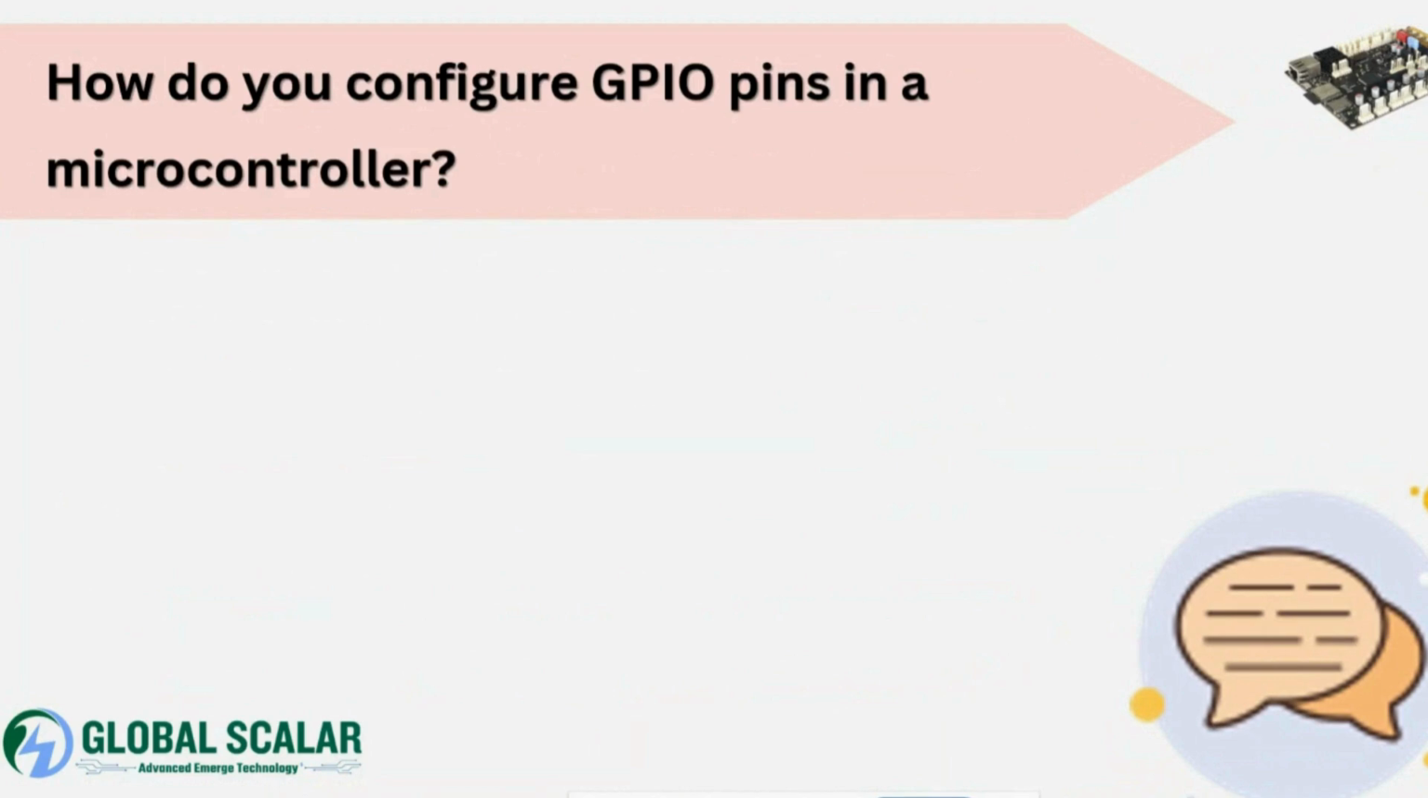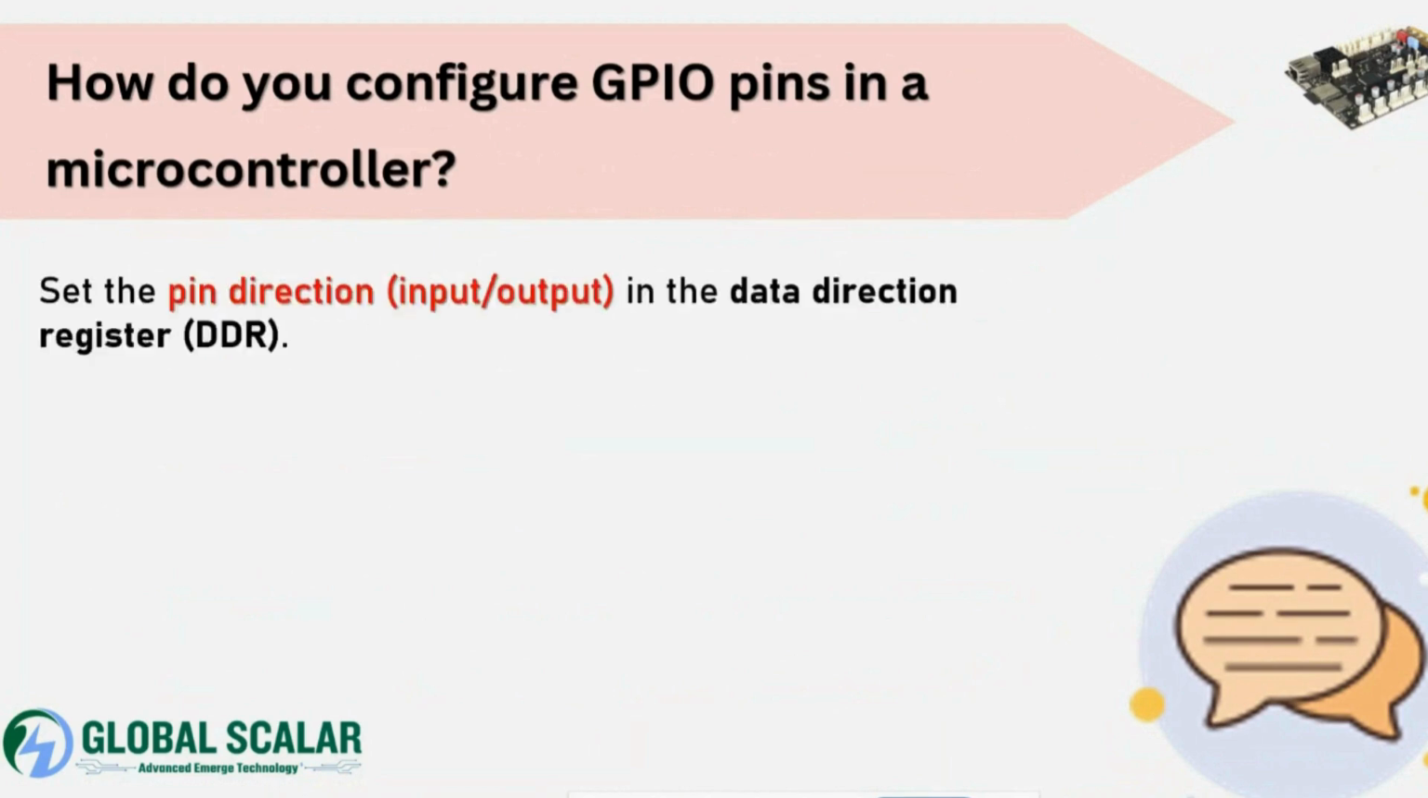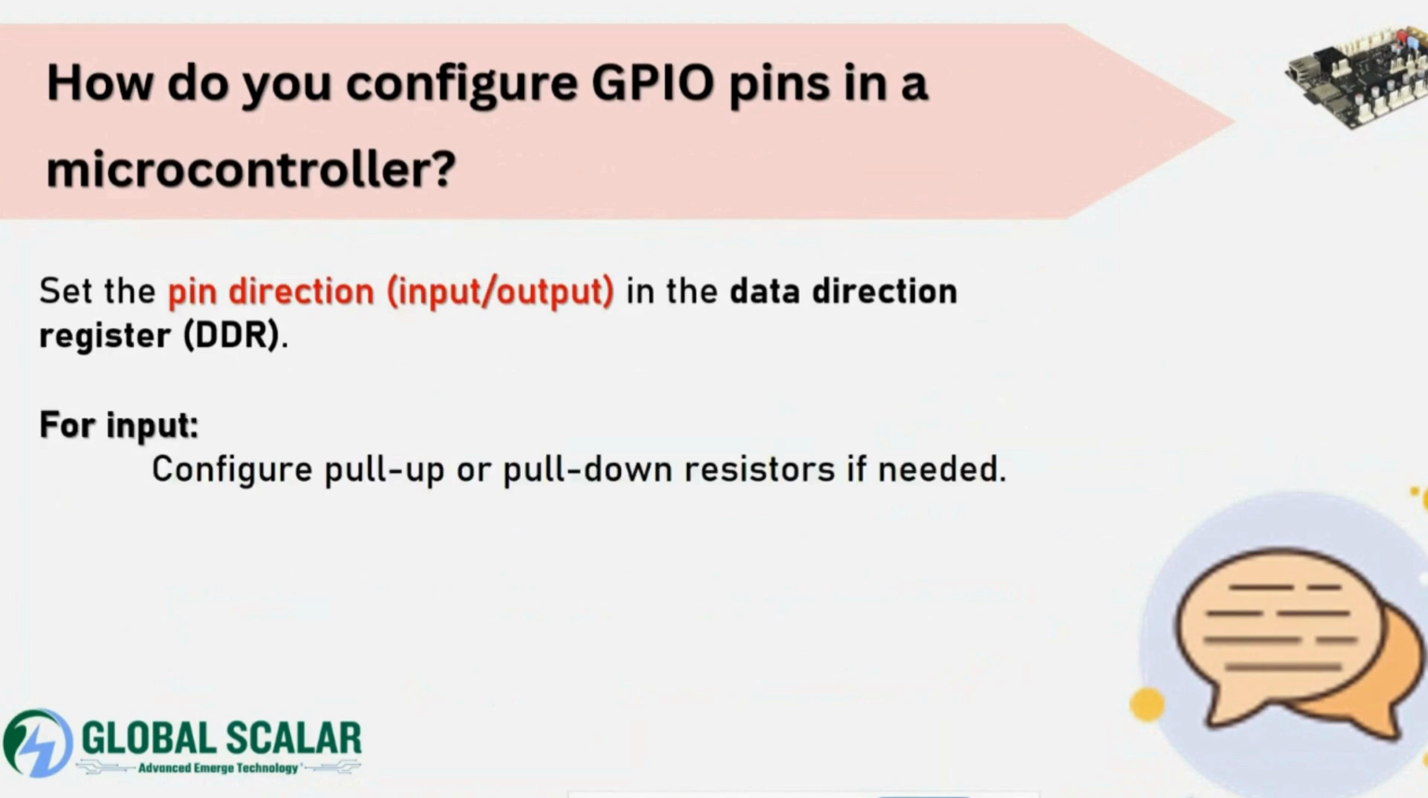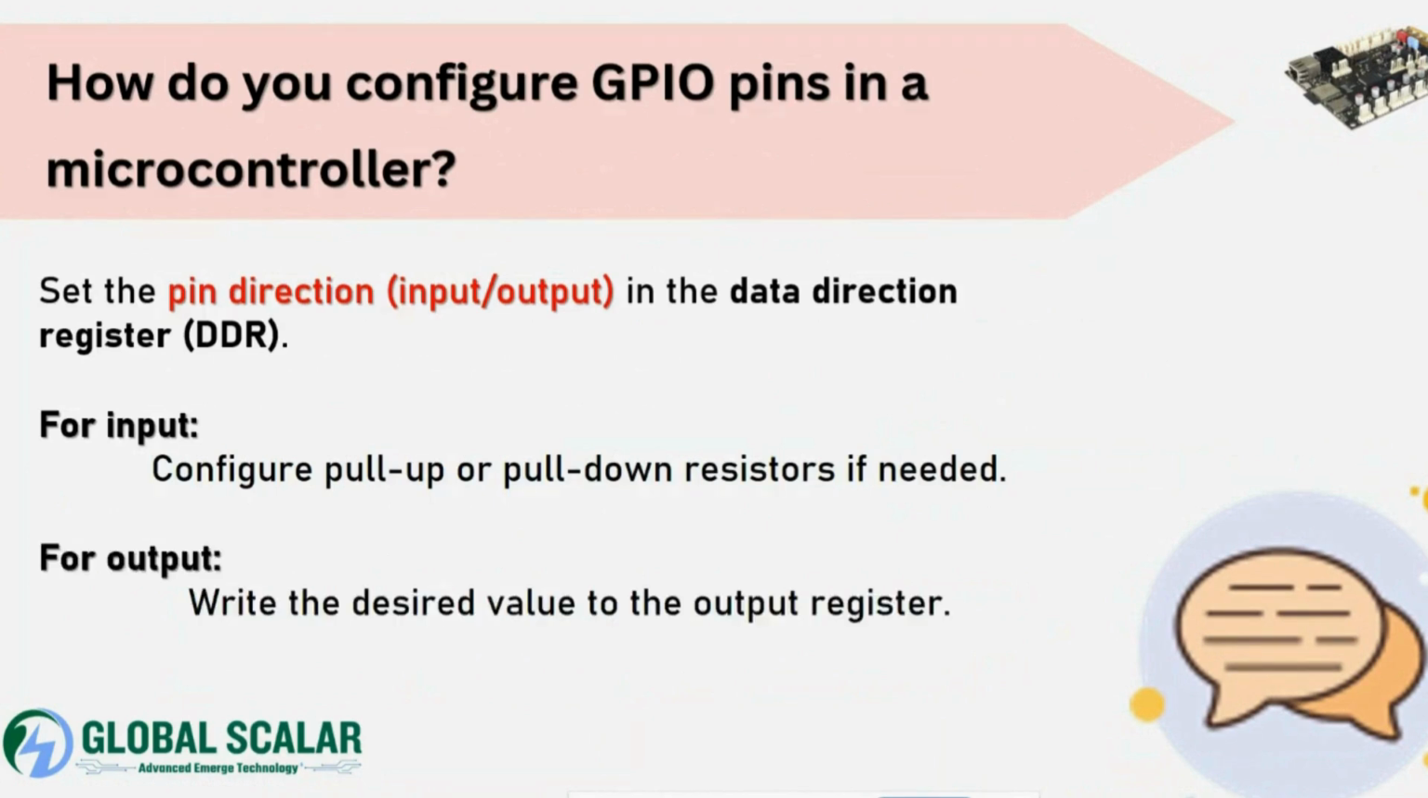How do you configure GPIO pins in a microcontroller? Set the pin direction in the data direction register. For input, configure a pull-up or pull-down register if needed. For output, write the desired value to the output register.